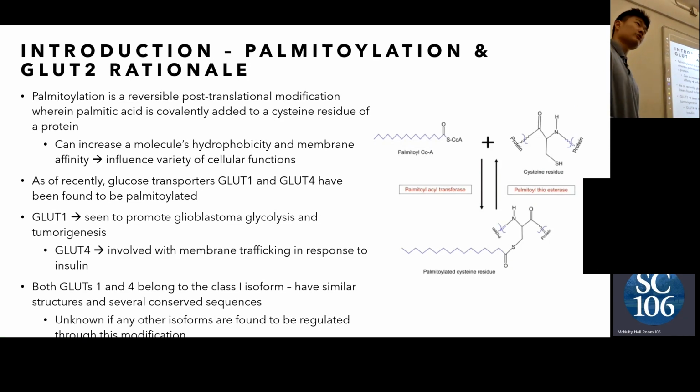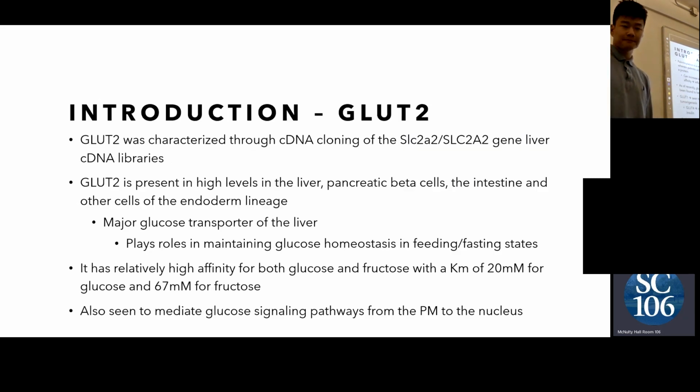As of recently, glucose transporters 1 and 4 have been found to be palmitoylated. They were found to influence different things, such as promoting glioblastoma glycolysis in GLUT1 and movement in response to insulin for GLUT4. Both of these glucose transporters belong to the class 1 isoform, in which they share similar structures as well as conserved residues or conserved sequences. But it's still unknown if any other isoforms are regulated through this modification.